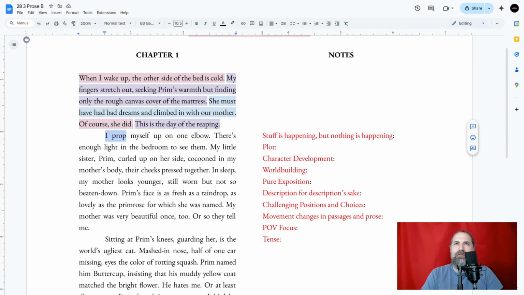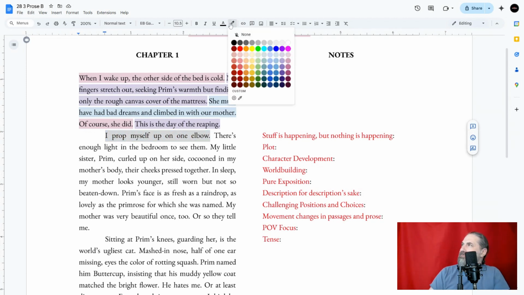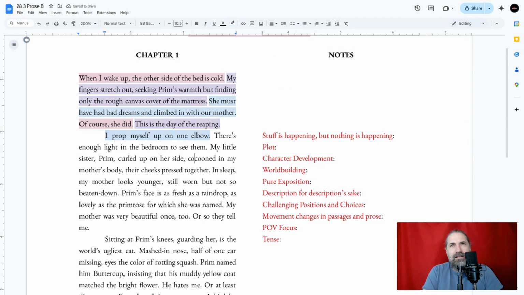All right, here we go. I prop myself up on my pillow. I know it says elbow. I prop myself up on one elbow. Okay. So this is really neither plot nor world building. It is character development because it is technically through the experience of the character. She is making a choice to prop herself up on one elbow. But it is also a quick sentence because I understand it's plot. It's plot in the sense that we are being told what's happening, right? She has to get comfortable in the bed.